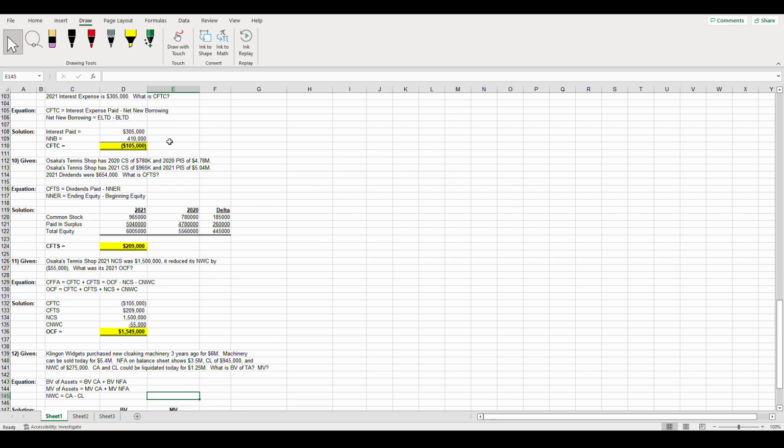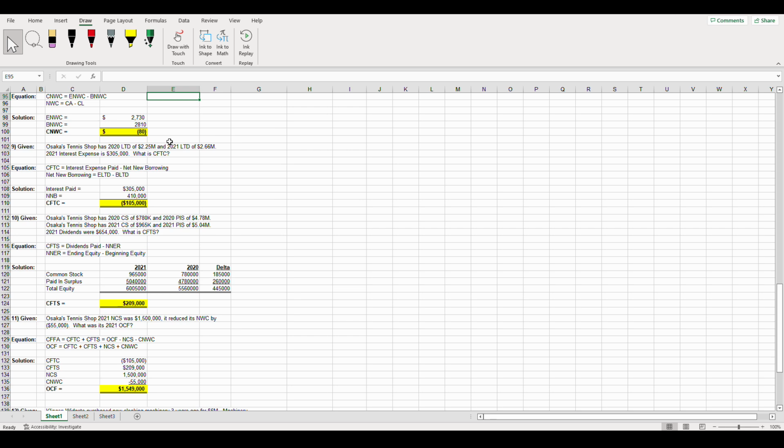In problem number 9, we have Osaka's tennis shop with 2020 long-term debt of $2.25 million, 2021 long-term debt ending of $2.66 million, interest expense for 2021 $305,000. What is cash flow to creditors, CFTC? The formula is cash flow to creditors equals interest expense paid minus net new borrowing. And where do we get net new borrowing?